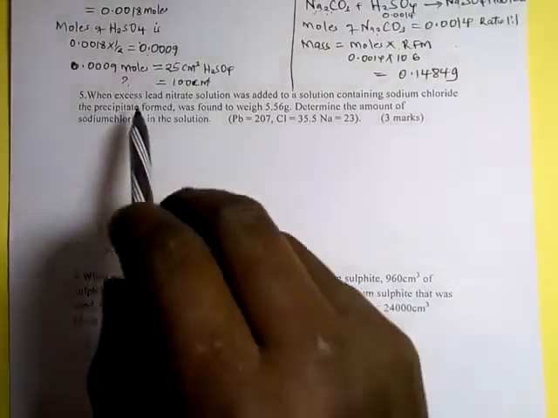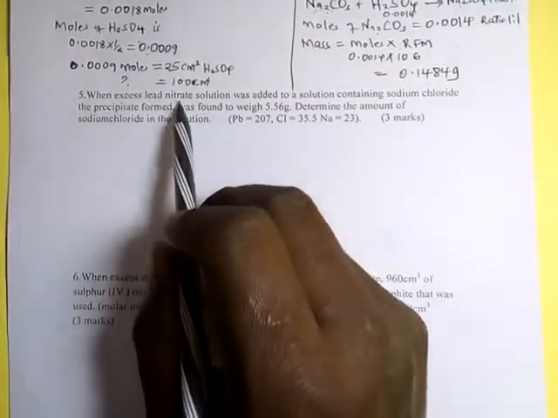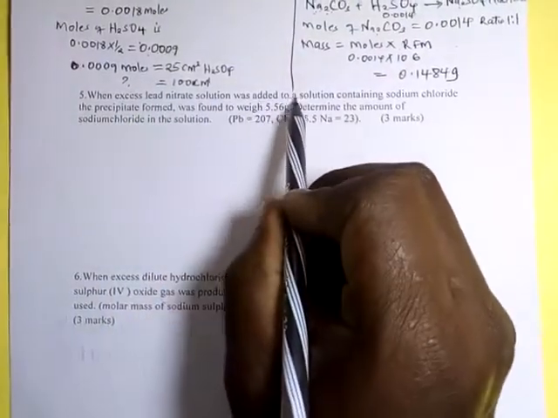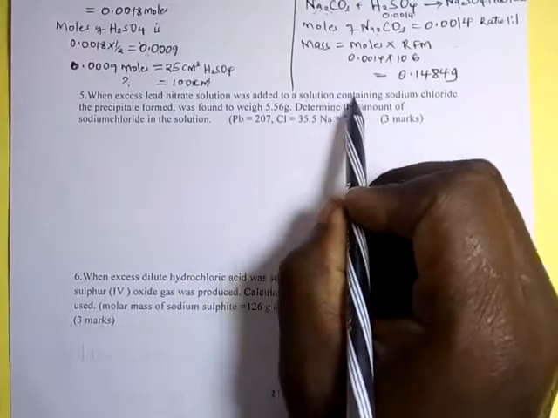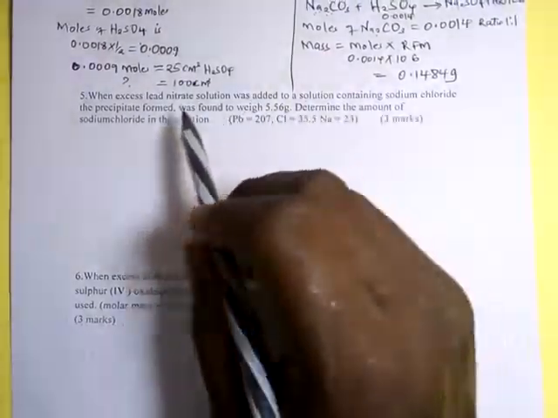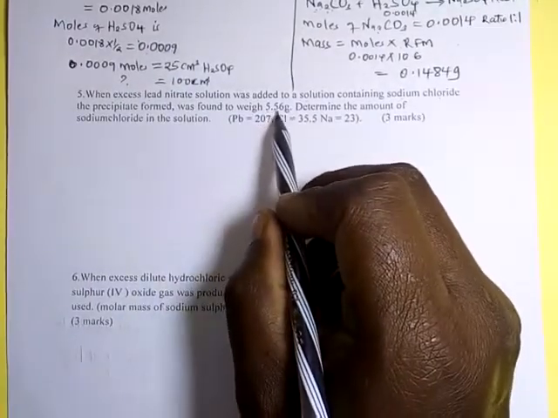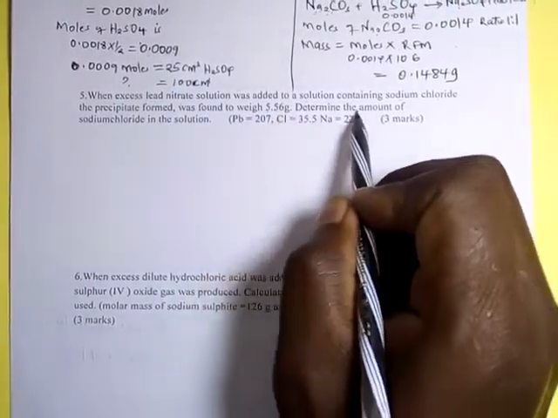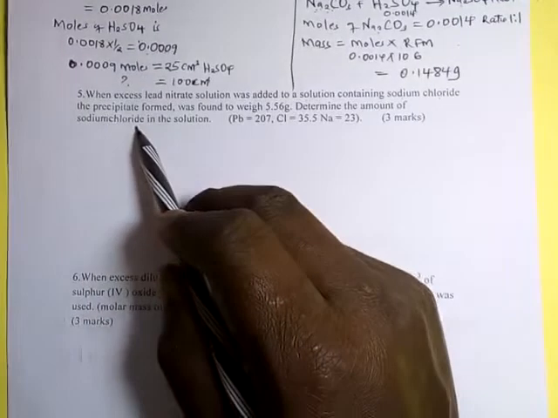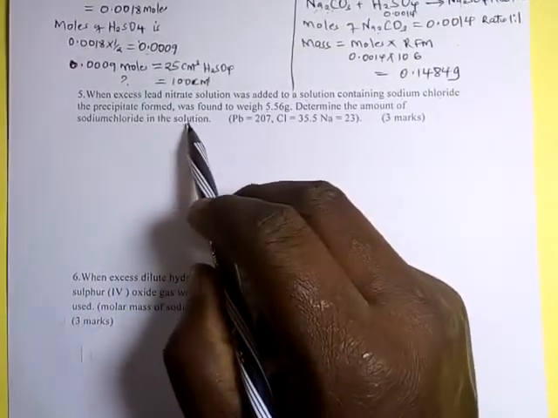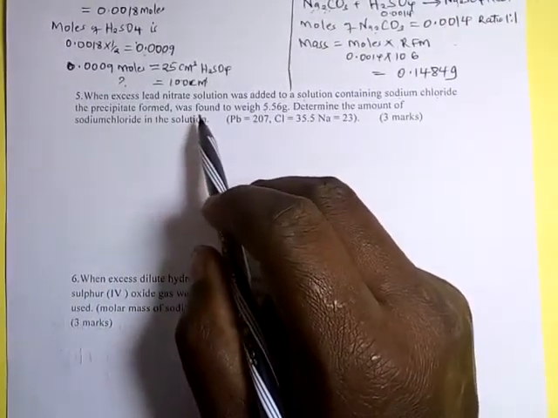Next question. When excess lead nitrate solution was added to a solution containing sodium chloride, the precipitate formed was found to weigh 5.56 grams. Determine the amount of sodium chloride in the solution.